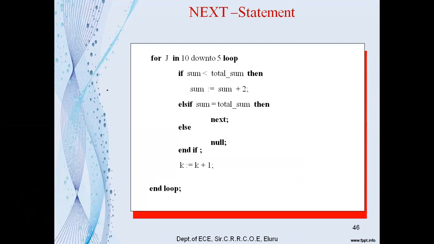Now see an example of this next statement. With this we will conclude. So now here we have considered a for loop statement. In this we have an indexed variable j, which has a range of 10 down to 5, which means that the value of j varies between 10 to 5: 10, 9, 8, 7, 6, and then 5. Okay, and now see, internally in this for loop, we have used the if statement here.